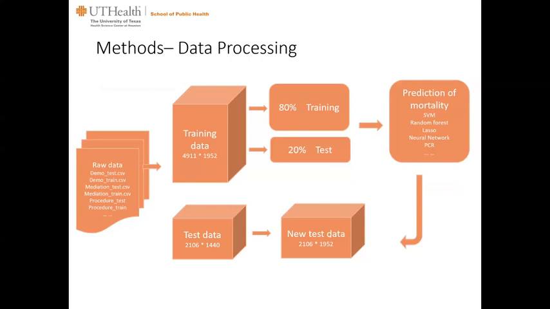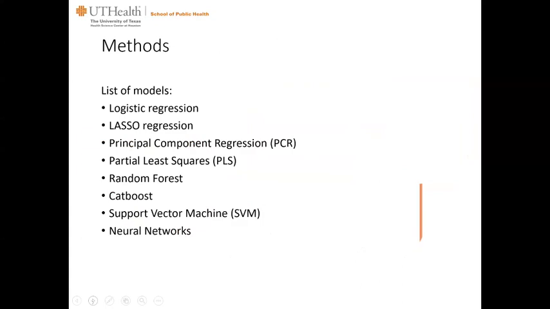The list of statistical and machine learning models that we tried includes logistic regression, lasso regression, PCR, PLS, random forest, CatBoost, SVM, and neural networks. We pick a few that have pretty good performance to introduce today.